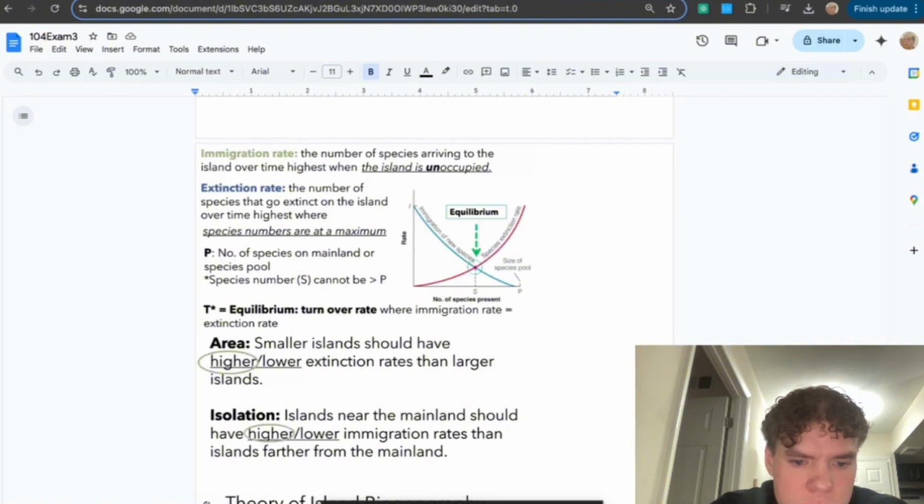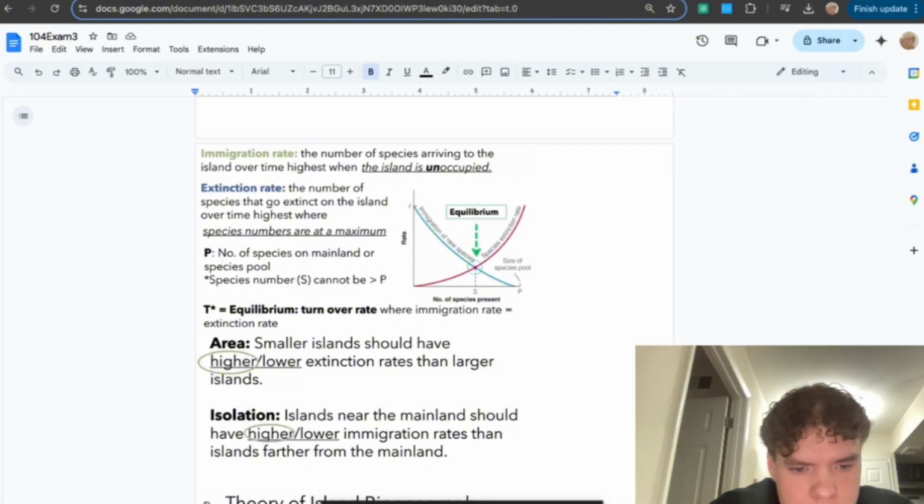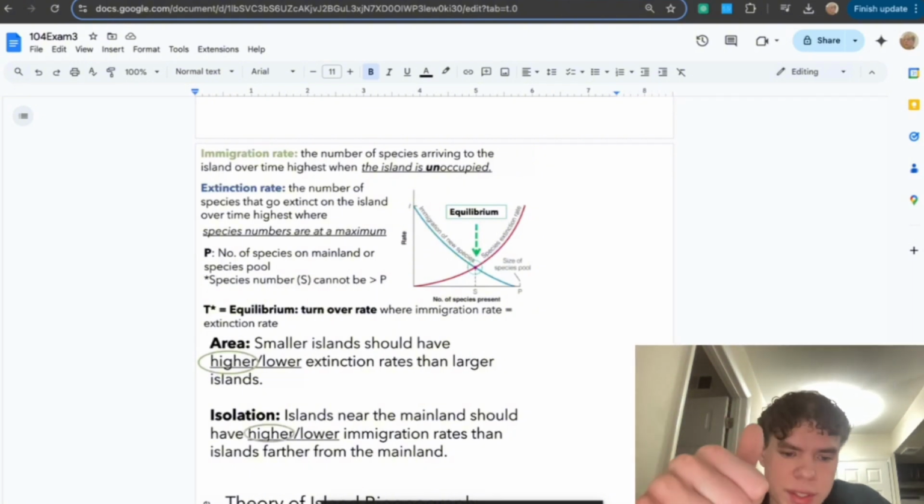Smaller islands should have higher extinction rates, because a smaller island typically means a smaller population, which is more likely to go extinct. Islands closer to the mainland are going to have higher immigration rates because of that closer proximity, so it's easier for a species to travel. So smaller islands have higher extinction. Islands closer to the mainland, higher immigration.